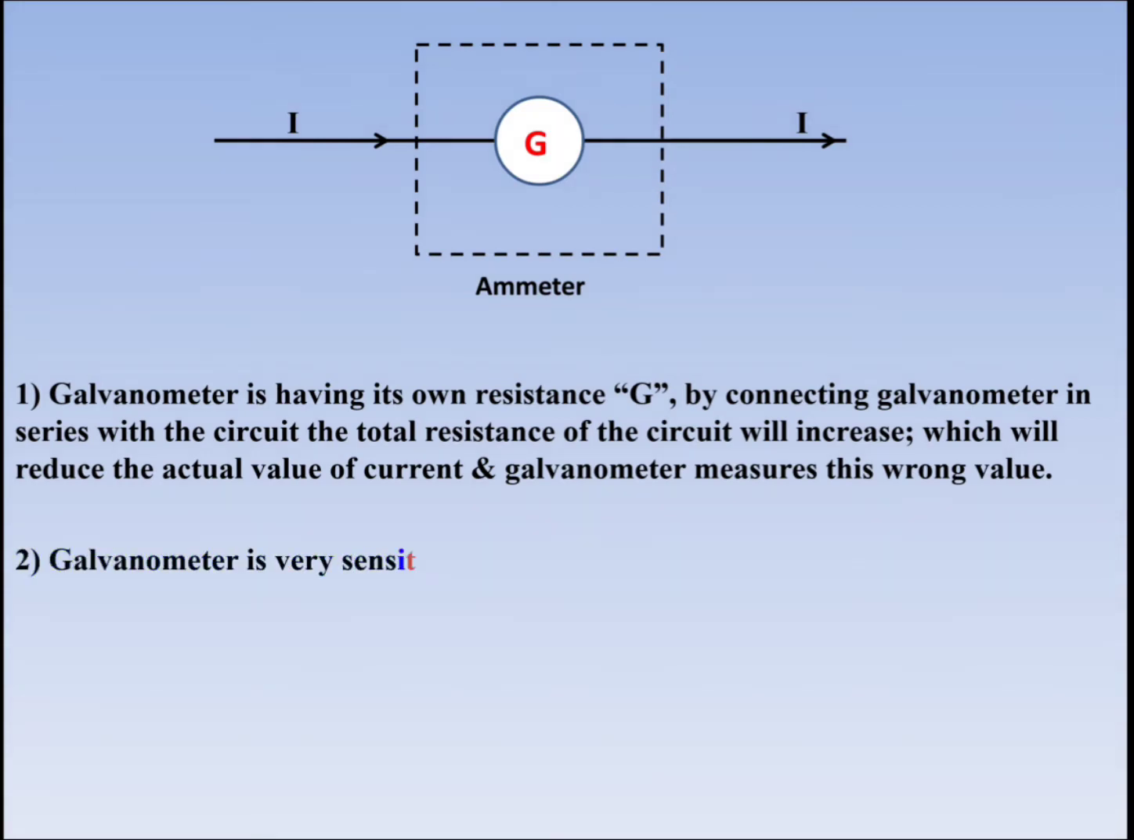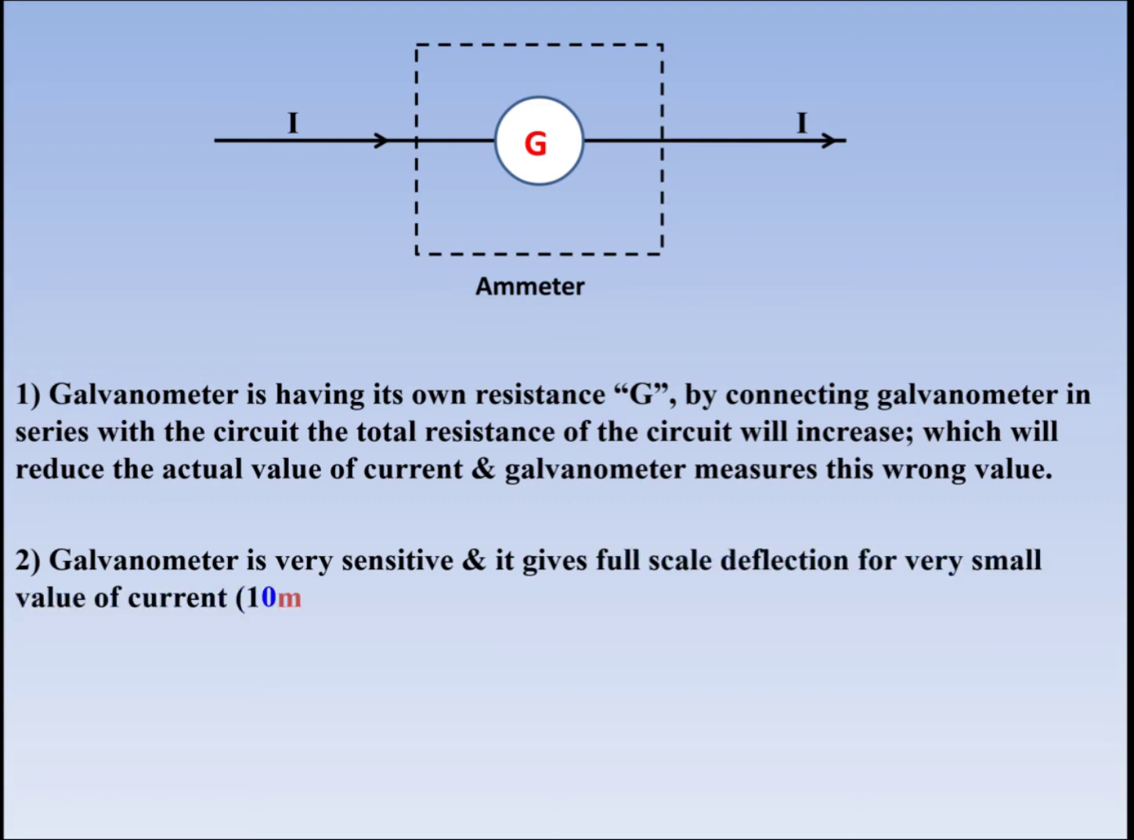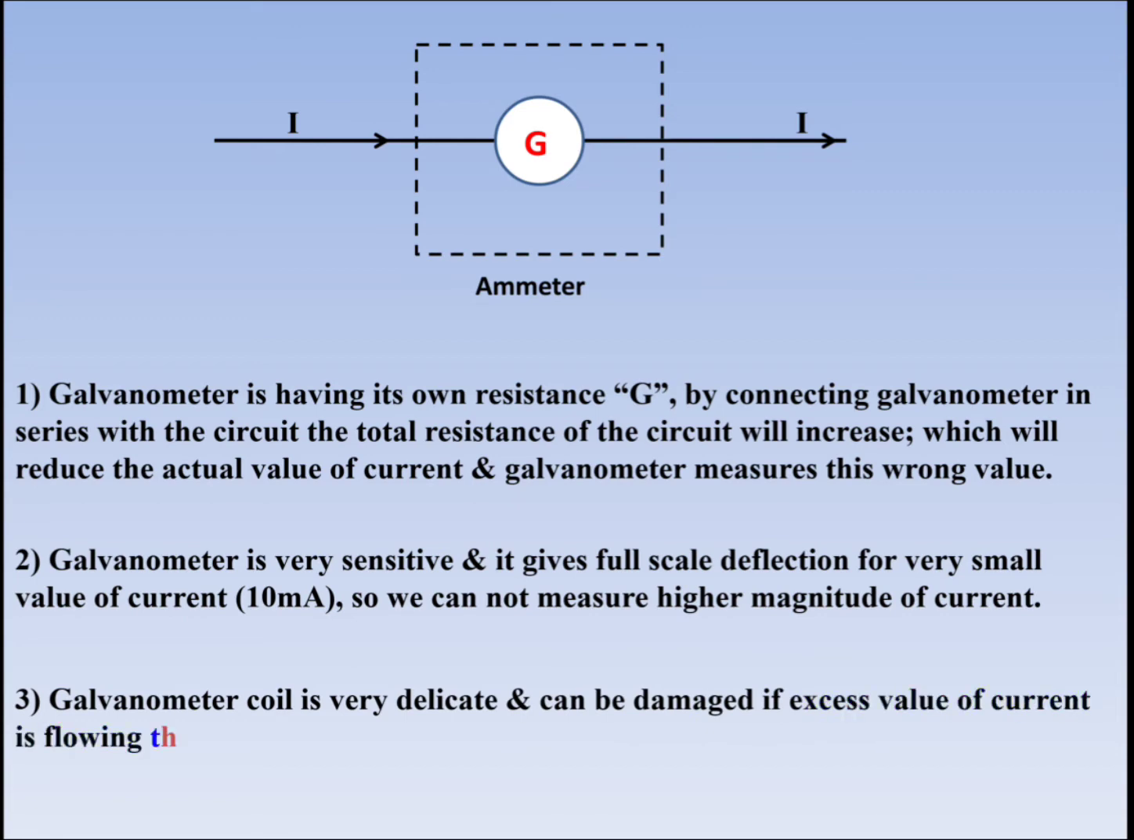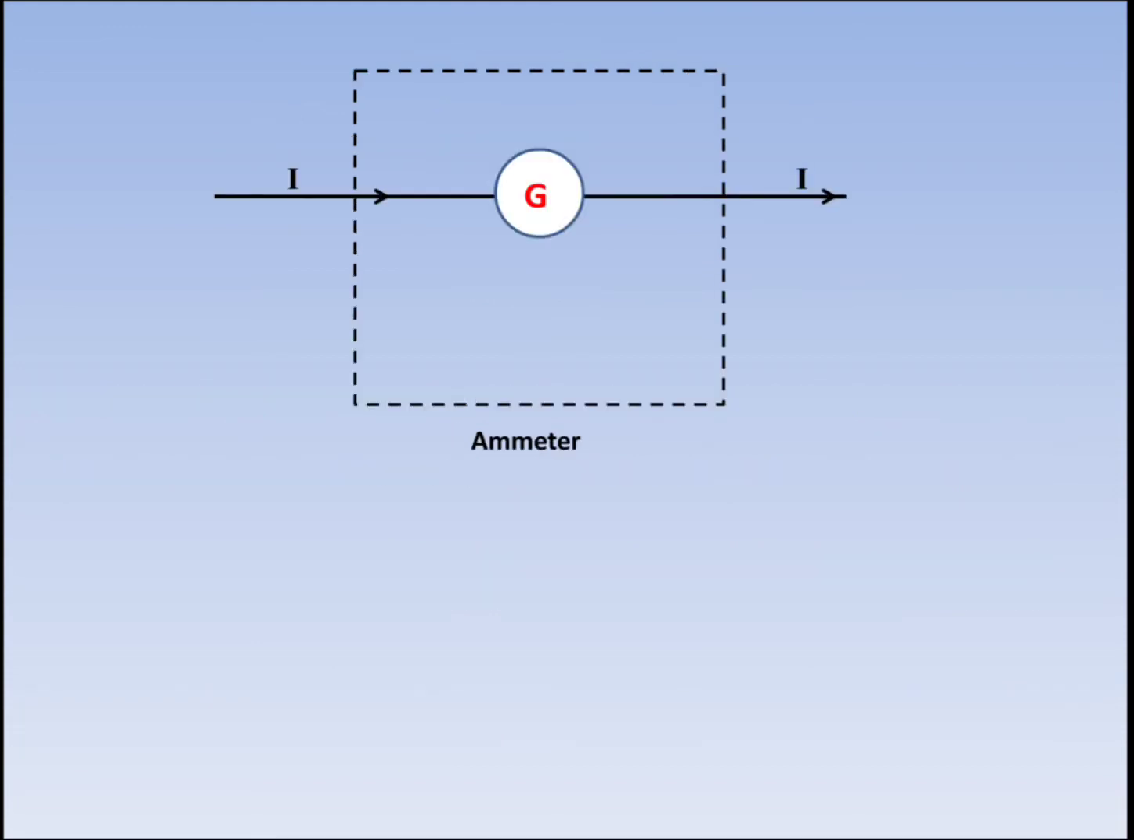Next, the galvanometer is very sensitive and it gives full scale deflection for a very small value of current. So, we cannot measure higher magnitudes of current. And the galvanometer coil is very delicate and can be damaged if an excess value of current is flowing through the galvanometer. Some arrangement is to be made to overcome all these mentioned problems.